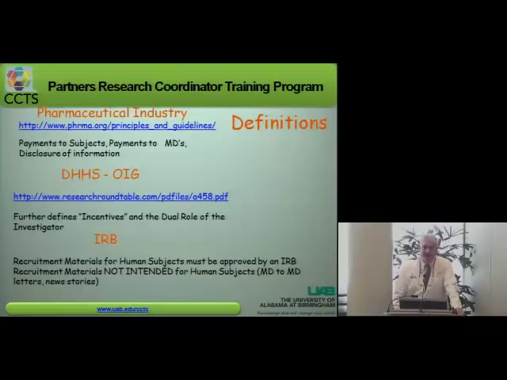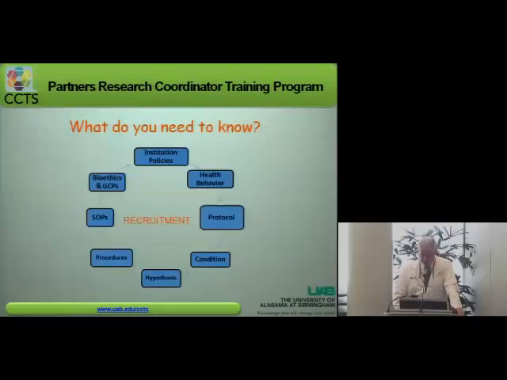Everyone has to have a slide that has all the websites. These are the websites of the pharmaceutical industry and of the different government agencies. Also, it talks about the IRB, and you'll see it again talking about recruiting material for the IRB. Everything has to be approved through your institutional review board before you can advertise.